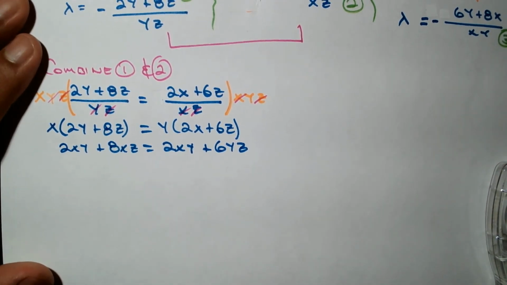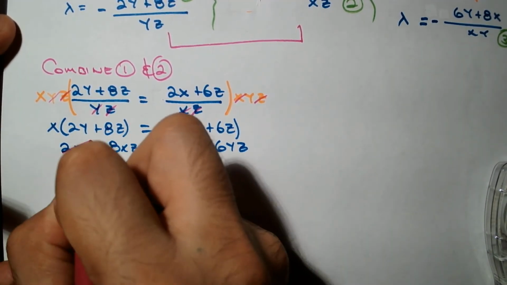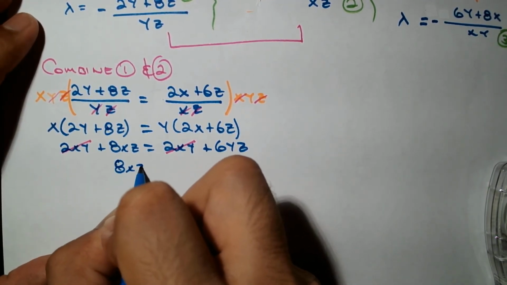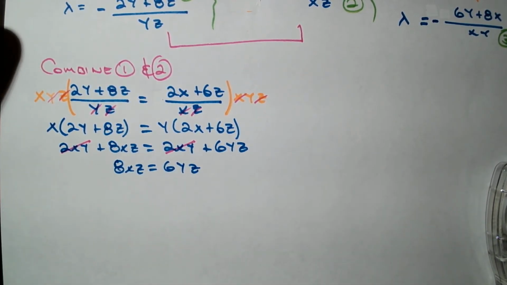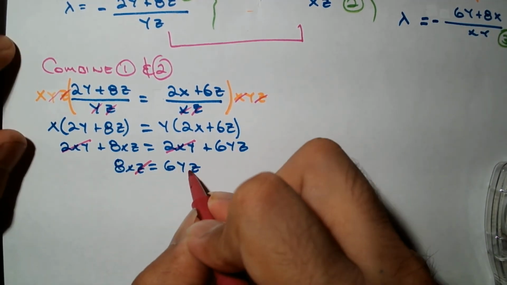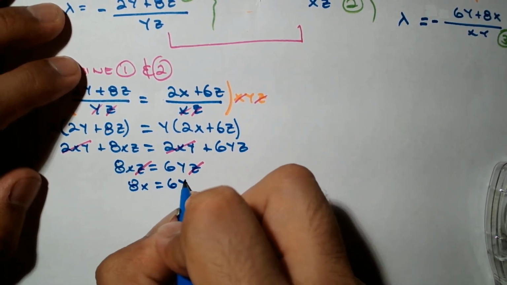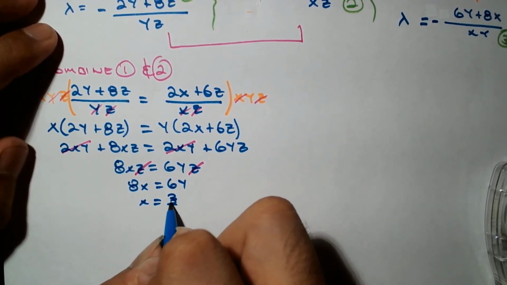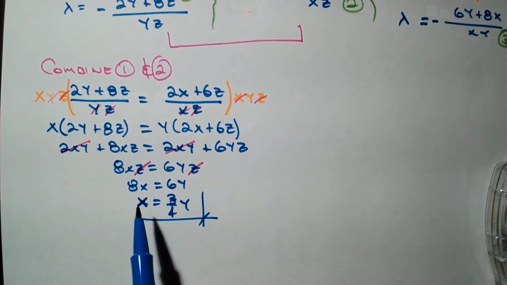Yes, a lot of terms, a lot of variables, but something really interesting is going to happen here. The 2xy on both sides are going to go away. Then we get 8xz equals 6yz. In this case, notice how we can cancel out the z's as well, leaving us with 8x equals 6y. So x equals, dividing both sides by 8, 3/4 of y.